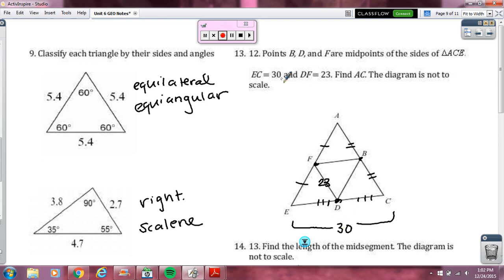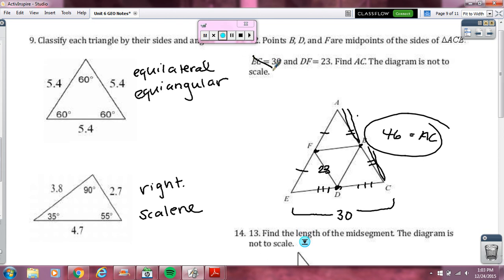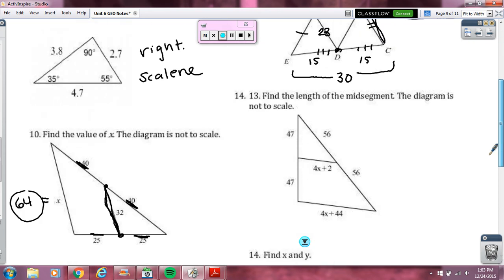I don't really even need to know this 30, I don't think. If I've got all these mid segments and this part is 23, then AC is going to be twice as big as FD. 23 times 2 is 46. So sometimes they'll give you information that you don't necessarily even need. That EC would help me figure out that, like, oh, this is 15, and this is 15, and this is 15, but not really helpful in terms of answering the question.